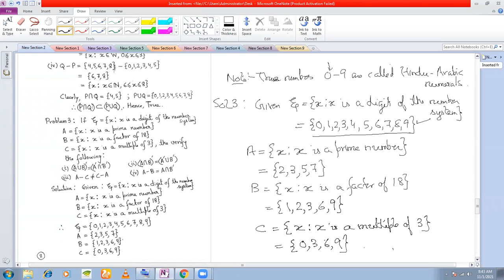So all the sets that were given in the set builder form, we have written in tabular form. In the next class tomorrow, I'll be starting with the questions. Okay, so I'll stop here.